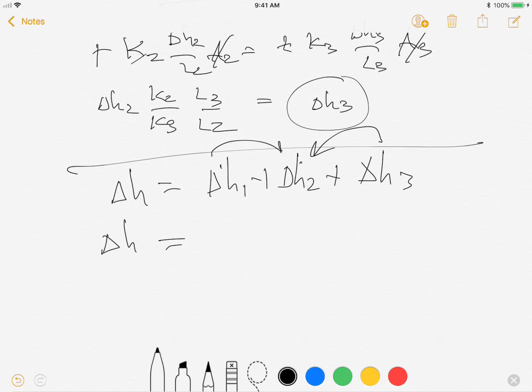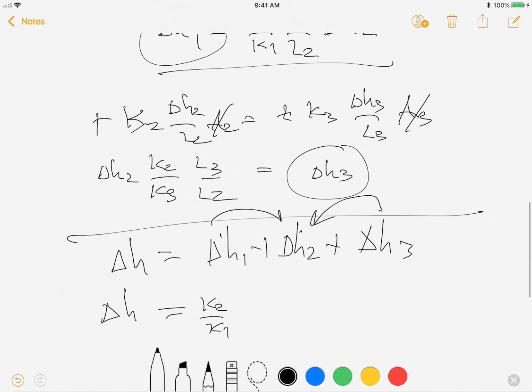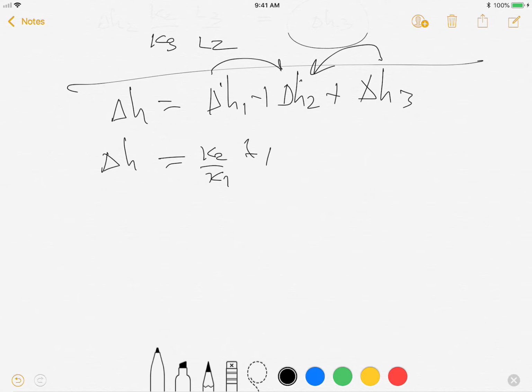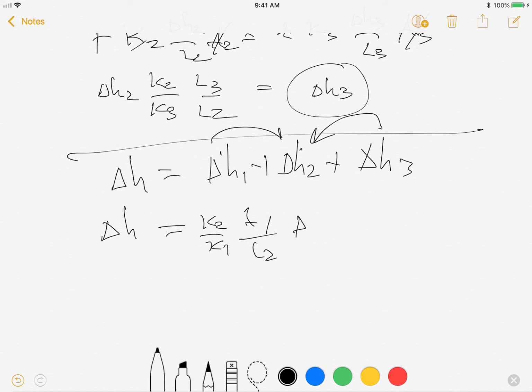So that total head is going to be equal to that K2 over K1, so we're just writing this down, multiplied by L1 over L2, and that is going to be multiplied by delta H2. Okay, plus delta H2, which is going to be the same thing, plus this one over here, delta H3. Well, delta H3 is just delta H2 multiplied by K2 over K3, L3 divided by L2. Okay, so now we've got everything in terms of delta H2 and delta H.